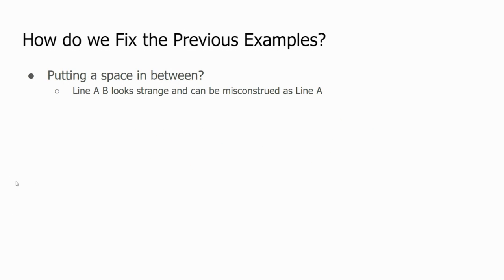However, line A space B kind of looks strange and can just be misconstrued as line A with a random B. It's not entirely clear for the students who do not need these accessibility tools or do not want to use them. So, okay, we can't put a space there.